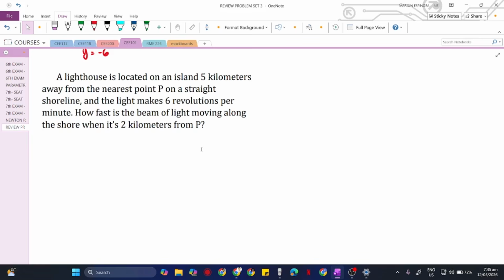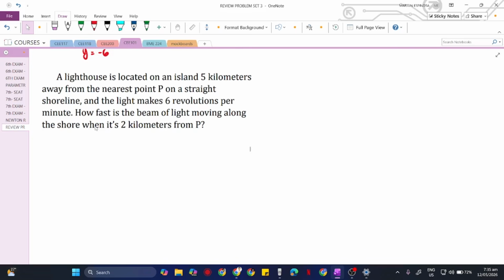Last problem for the day. A lighthouse is located on an island 5 kilometers away from the nearest point P on a straight shoreline. And the light makes 6 revolutions per minute. How fast is the beam of light moving along the shore when it's 2 kilometers from point P?